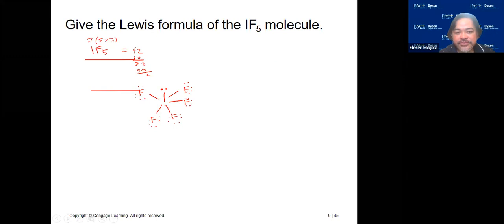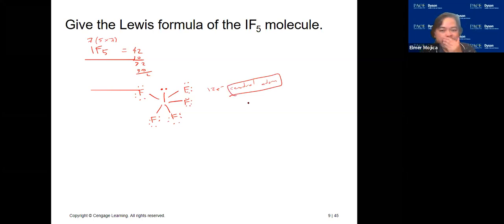Okay? So here, you will see how many electrons are there in the central atom. So you have five bonding pairs. So that's 10 plus additional lone pair. So overall, you have 12 electrons in your central atom. Okay? Question? Before we go to the one who is so excited, the formal charge.